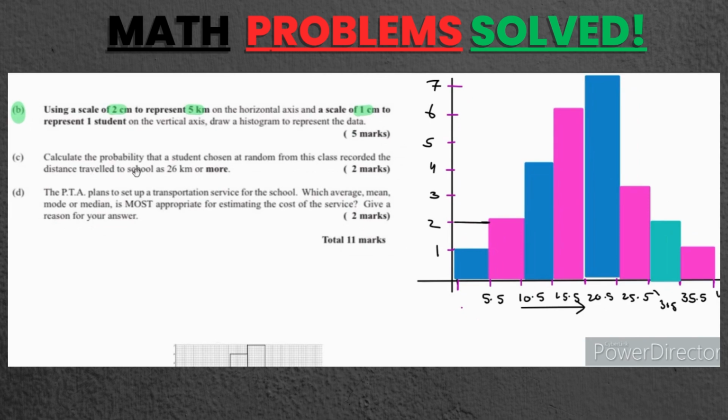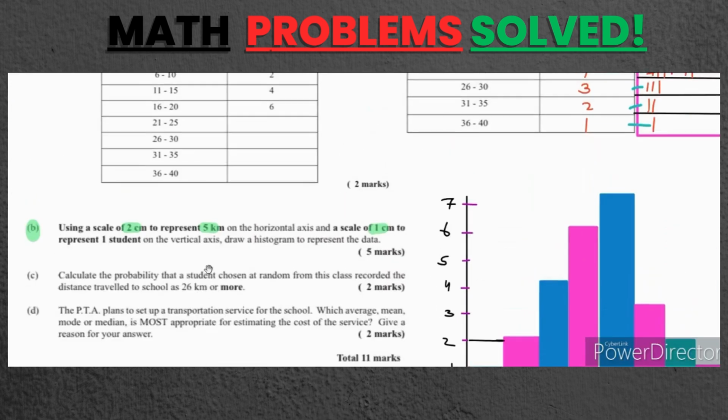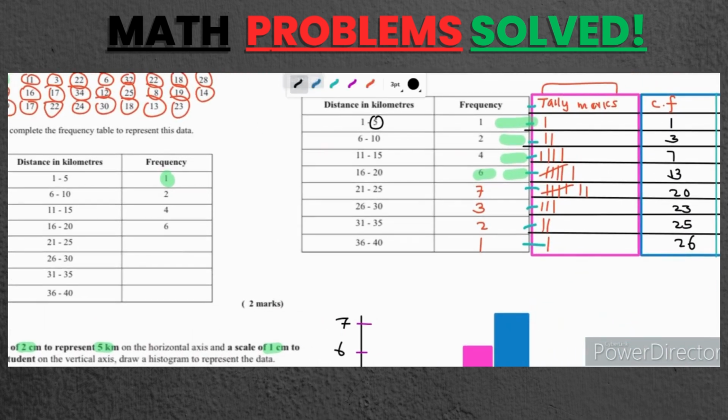Then calculate the probability that a student chosen at random from this recorded the distance traveled to school is 26 km or more. So we have the complete table here, right? Here we have to see the number of students who covered more than 26 kilometers. So first we need to find how many total students covered the distance 26 km or more than 26 km. So it's simple from here.